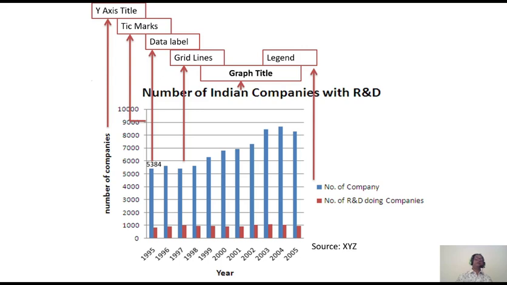The legend is used if you have multiple categories to be represented here. As you can see, the blue colored bar is representing the number of companies, and the red colored bar is representing the number of companies having a research and development wing. Now, as you can see, though with the years the number of companies has increased, some companies got closed by that time in 2005. But other than that, there is an increase in the number of companies, but the number of companies with research and development has not increased much. It is very negligible. But then we can compare it.